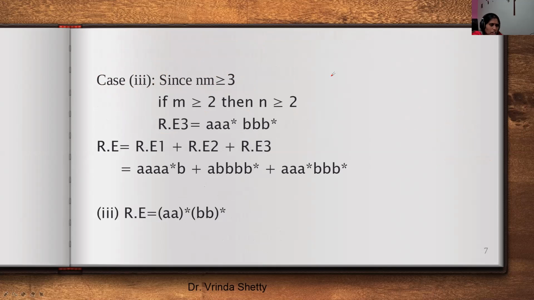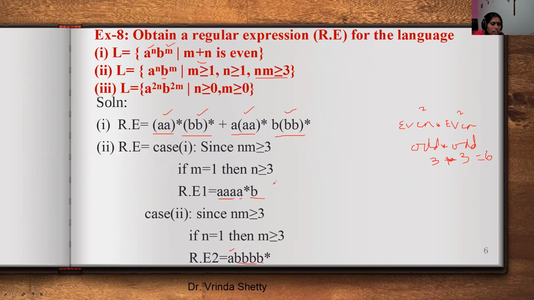The next condition, since nm is greater than or equal to 3, 3 conditions are there. So if m is greater than or equal to 2, then n is greater than or equal to 2. So both, because 2 into 2, 4 becomes. First 1 into 3, 3 into 1. Now next case, m is greater than or equal to 2, then n is also greater than or equal to 2. Because mn, 2 into 2, it is going to be 4. So greater than or equal to 2, 2 A's. Then more than 2, A star. Greater than or equal to 2, B. That is 2 B's. More than 2 B's, B star. So now we'll combine all the 3 conditions. Which are the 3 conditions here?